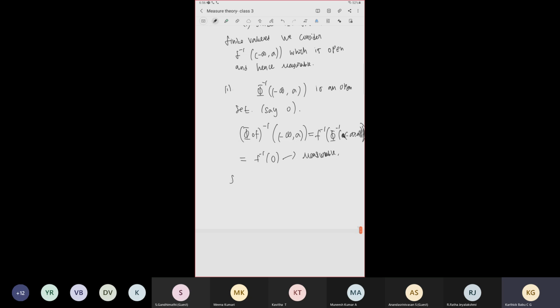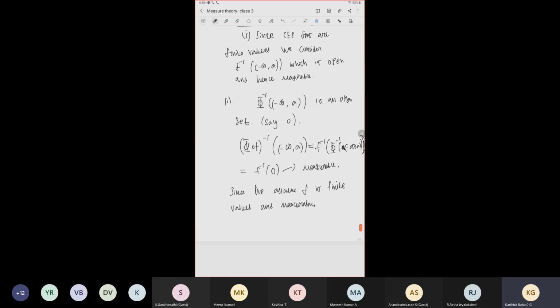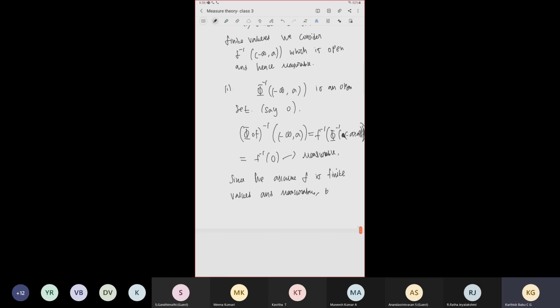So I will write it clearly. Since we assume f is finite valued and also measurable, both we assumed, f is measurable and finite valued. So then by property one, f inverse of O is measurable.